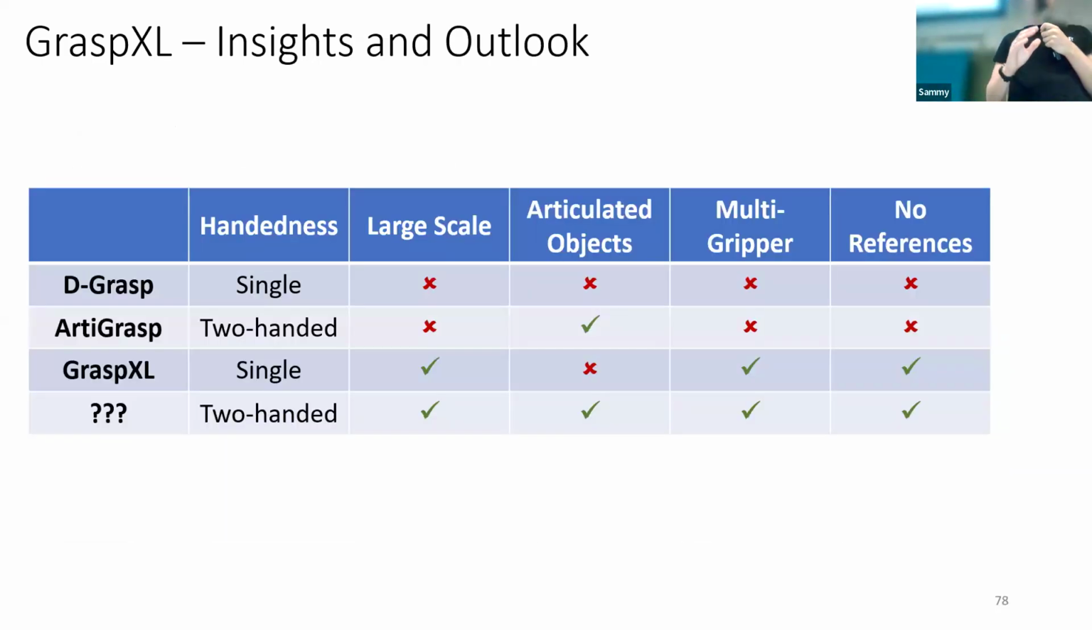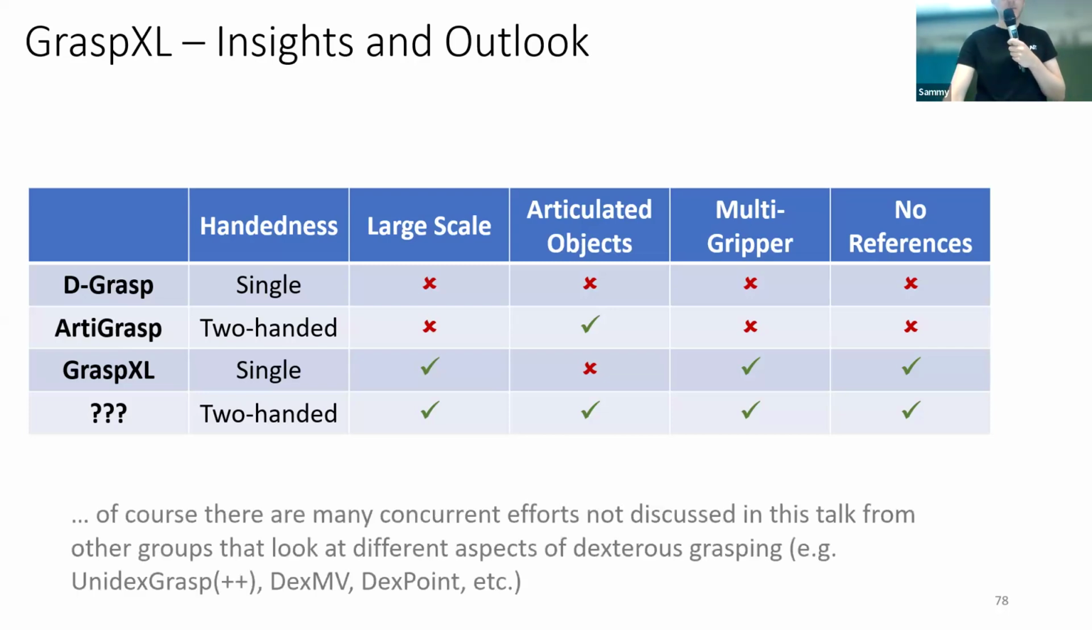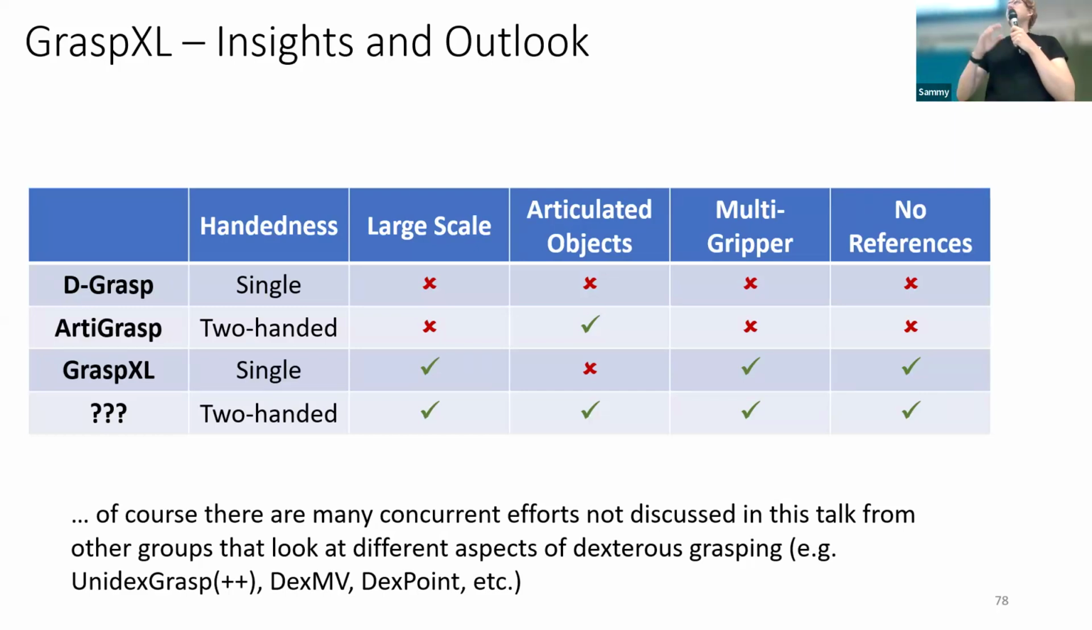So GraspXL took a step towards generalization, but of course there's still room for improvement. In GraspXL, we didn't look into articulated objects yet, and also it's a single-handed model. So making this work for multi-hands and articulated objects is still an open question. Also, I briefly want to shout out that there are many concurrent efforts by other groups, which I haven't mentioned, that look into similar directions.